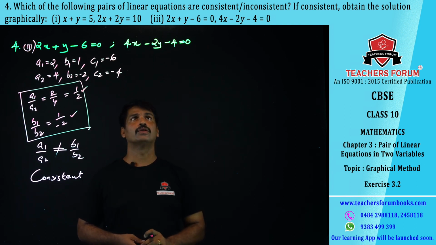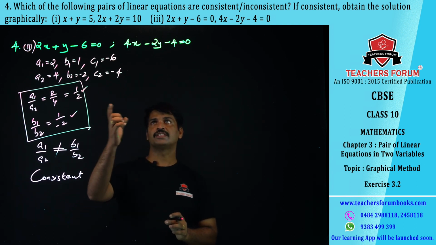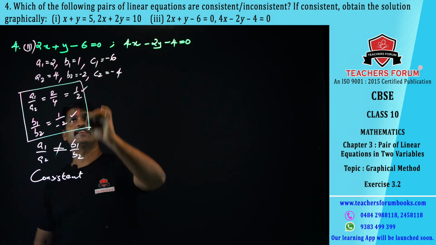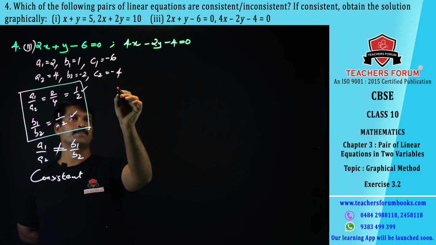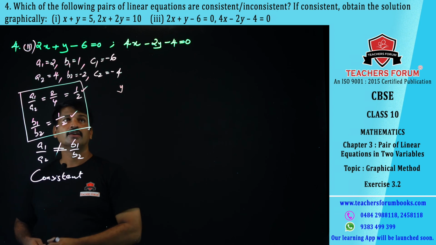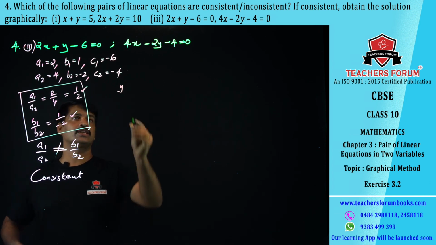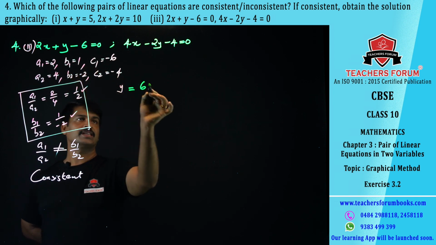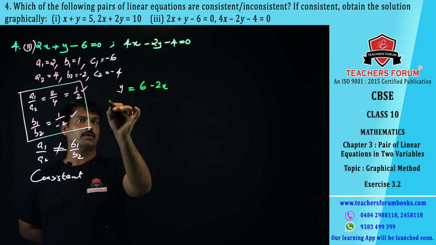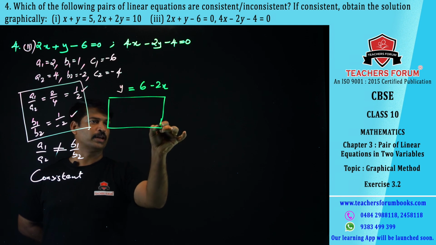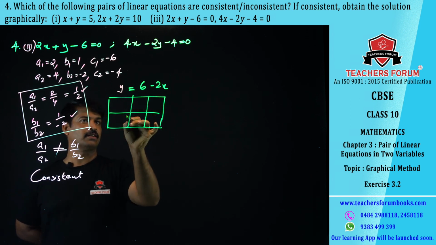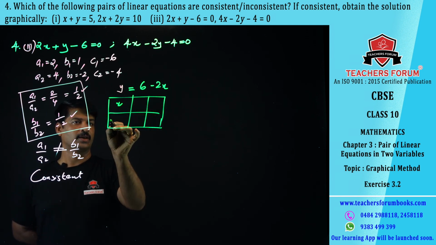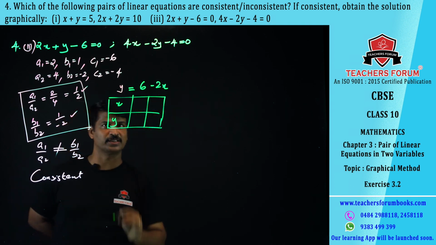Now let us draw the graph to find the solution of this pair of linear equations. From the first equation, let us find out what is y. What is y from the first equation? Y is equal to, let us take 6 to the other side, you will be getting plus 6, minus 2x, that is y. Now let us give different values for x and let us find out the corresponding value of y. y is equal to 6 minus 2x.